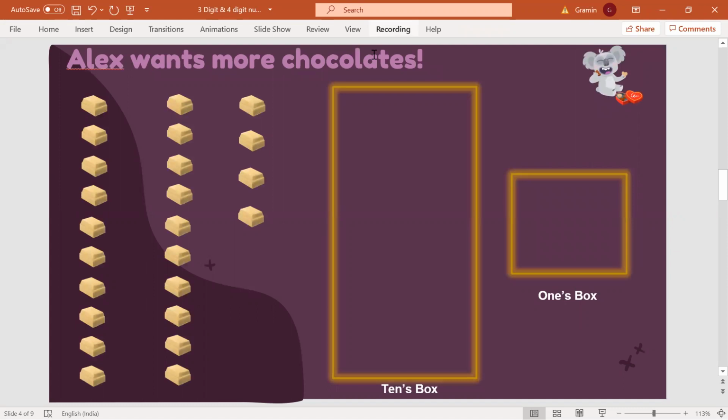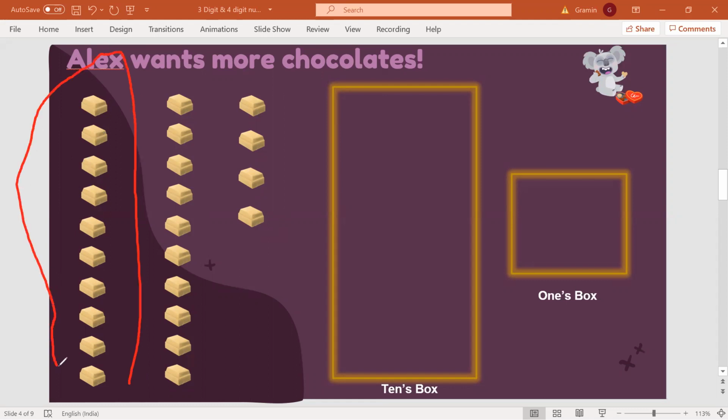So next day, what did Alex do? Alex basically started to make groups of chocolates. So what did Alex do? He made two groups of 10 chocolates. Basically he picked 10 chocolates and made one single group of 10 chocolates.